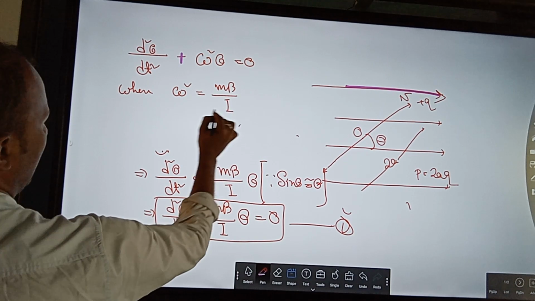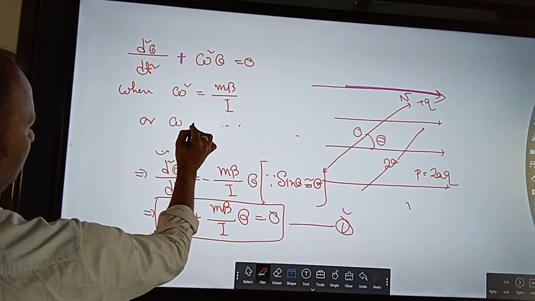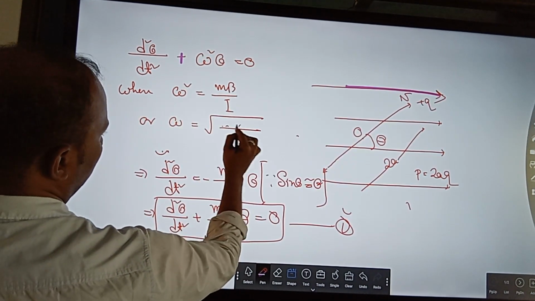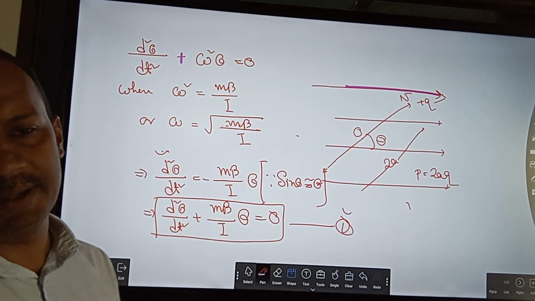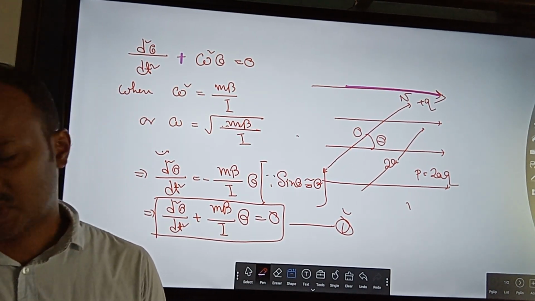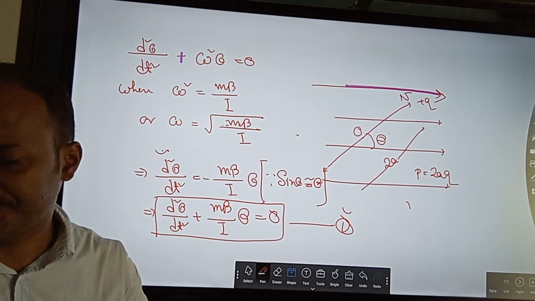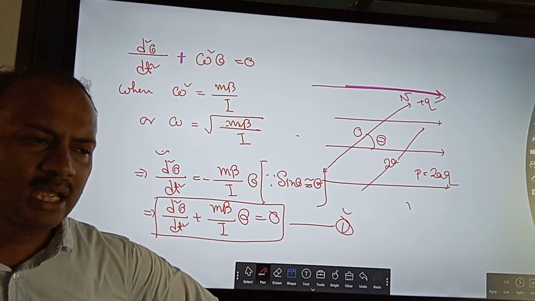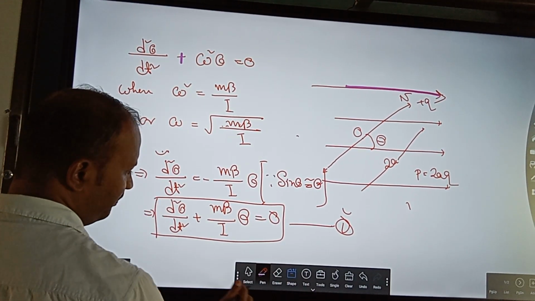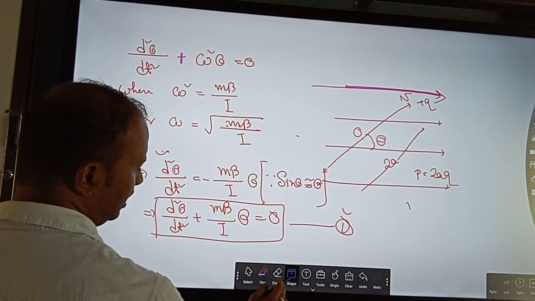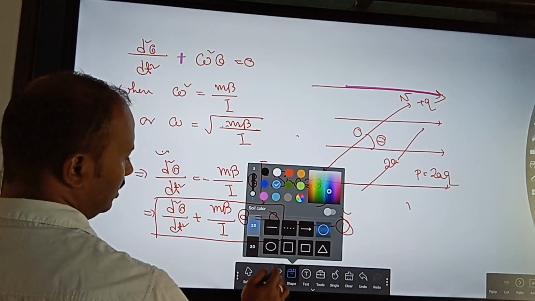So omega square is equal to mB by I, or we can also write omega is equal to the square root of mB divided by I. So we have also a formula for omega. Now we can write this in the form as, look at this.